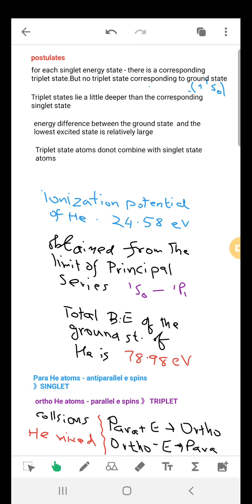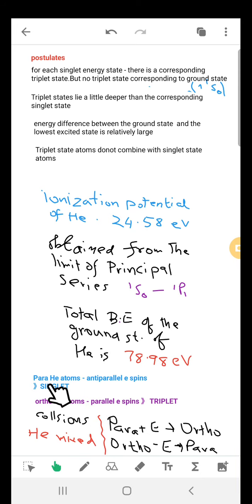Now, coming to a deeper understanding of the singlet and the triplet state, the ionization potential of helium is 24.5 electron volt, and it is obtained from the limit of the principal series. And the total binding energy of the ground state is 78.9 electron volt. Now, parahelium, which is called a singlet state, has antiparallel electron spins, whereas orthohelium, which is called a triplet state, has parallel electron spins.